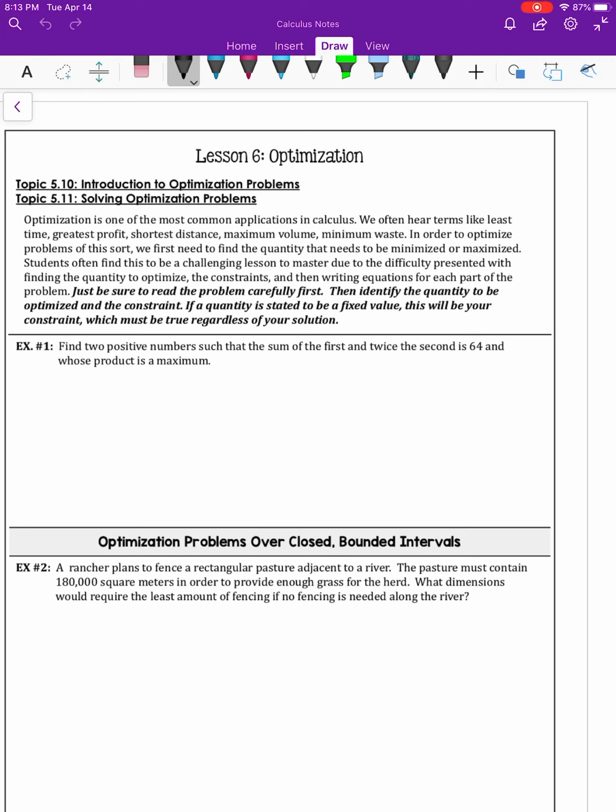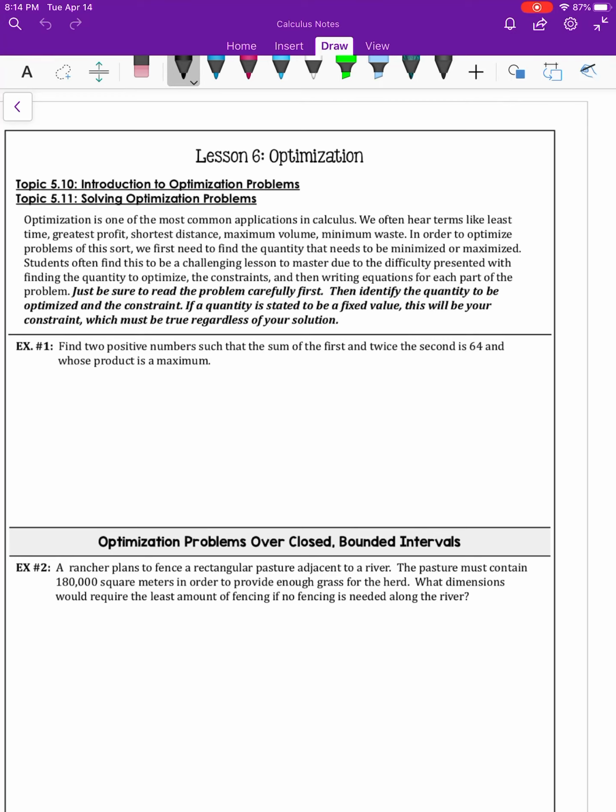Students often find this to be a challenging lesson to master due to the difficulty presented with finding the quantity to optimize, the constraints, and then writing equations for each part of the problem. Just be sure to read the problem carefully, then identify the quantity to be optimized and the constraint. If a quantity is stated to be a fixed value, this will be your constraint, which must be true regardless of your solution. The best thing to do with these problems is do examples, and as you do different types of examples, you feel more comfortable doing these types of problems.